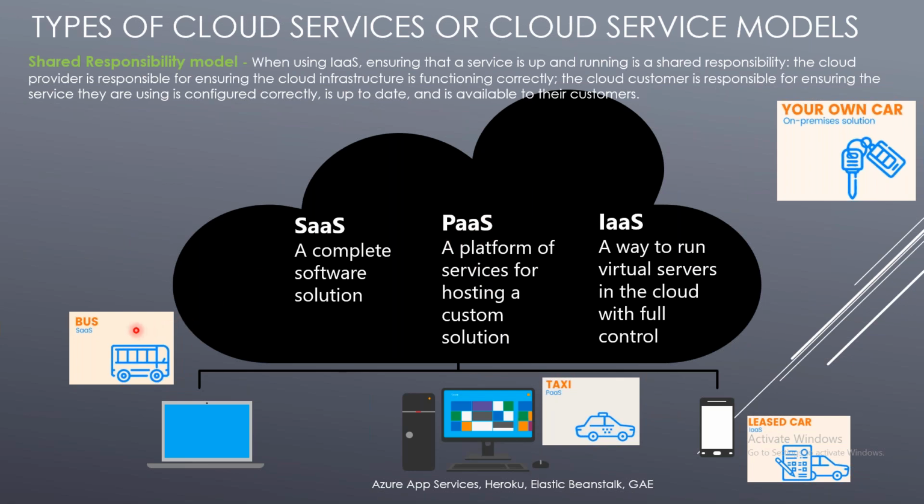If you are going in a bus, then it is like software as a service. You don't have to own anything. If there is maintenance or a toll or whatever, you don't have to pay anything. So bus versus taxi versus leased car versus your own car. Your own car is compared with an on-premises solution. Okay, don't get too much into this analogy, but you can think about it, compare it, and understand it a little better.